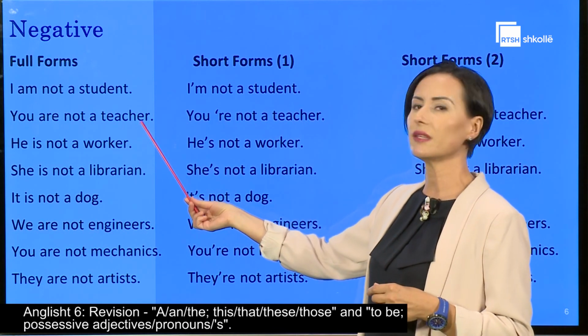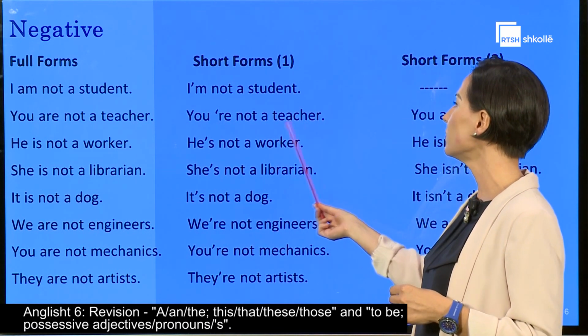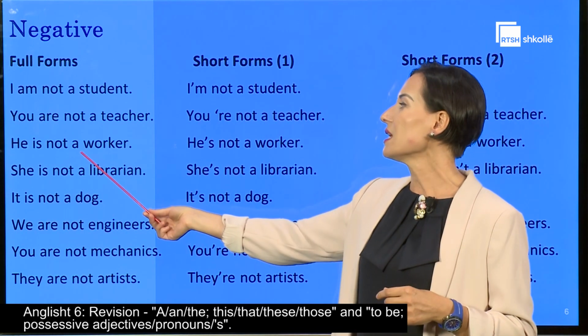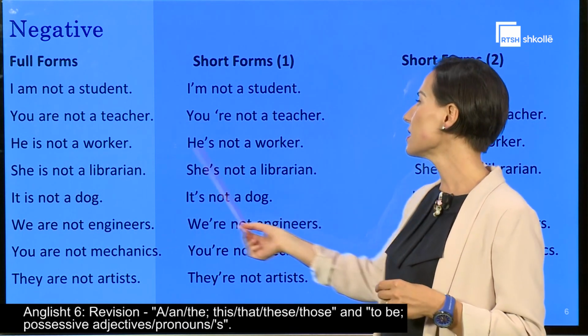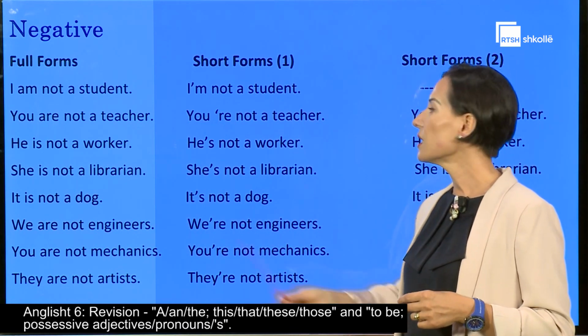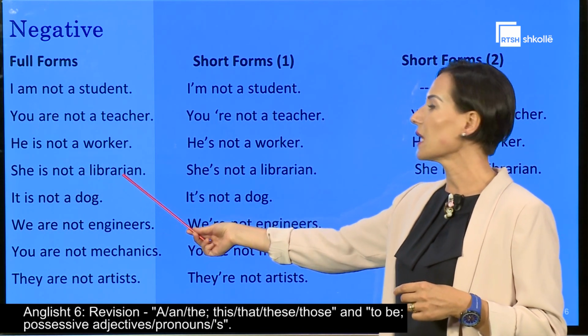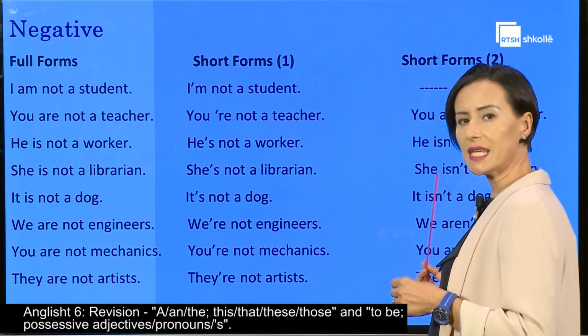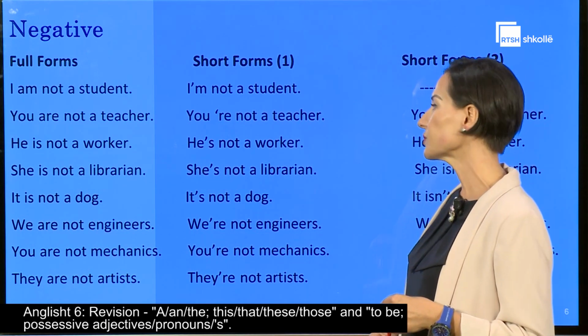You are not a teacher. You aren't a teacher. He is not a worker. He isn't a worker. She is not a librarian. She's not a librarian. She isn't a librarian.